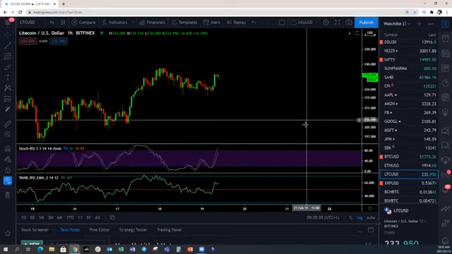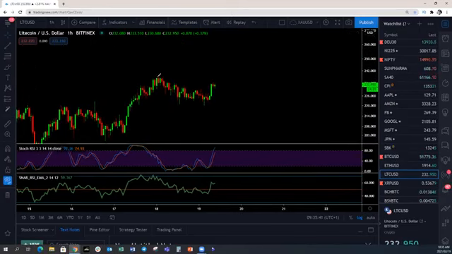Litecoin has just broken out of this structure. Confirmation for further upside on the 1 hour. We're going to see another leg higher on Litecoin. That's confirmation of another leg higher.